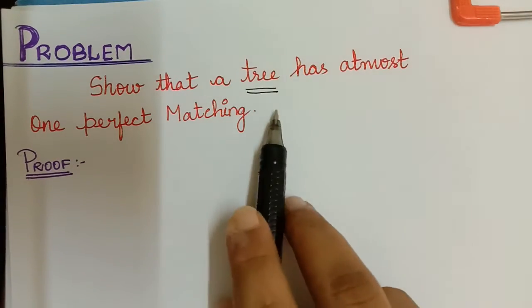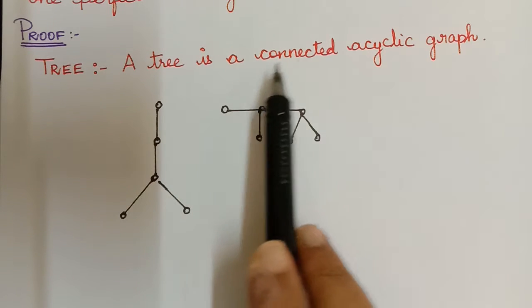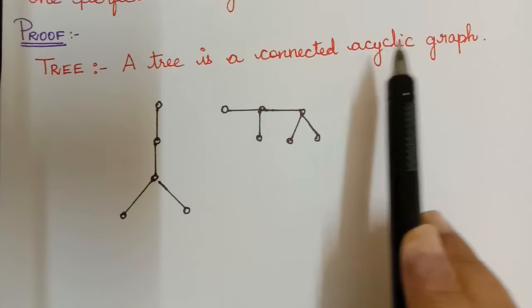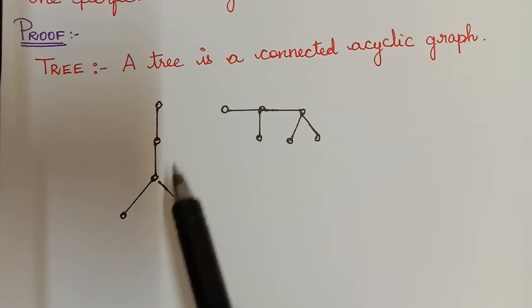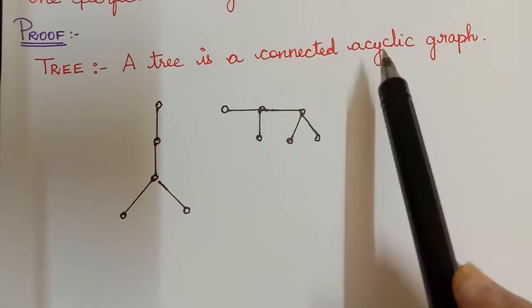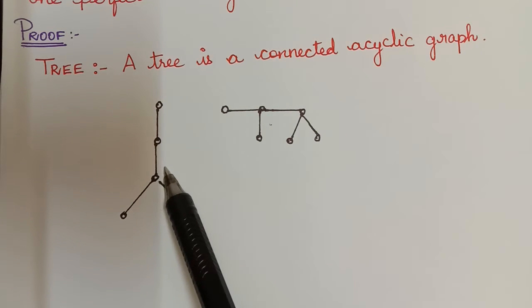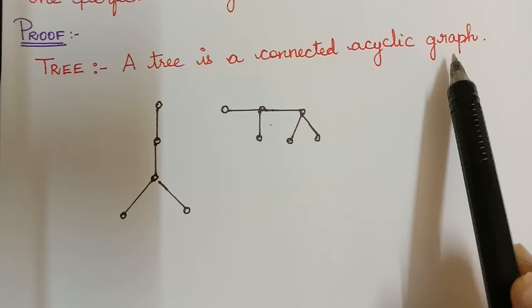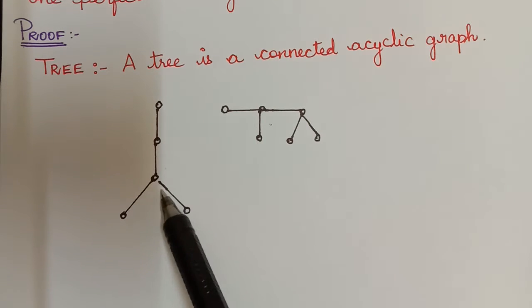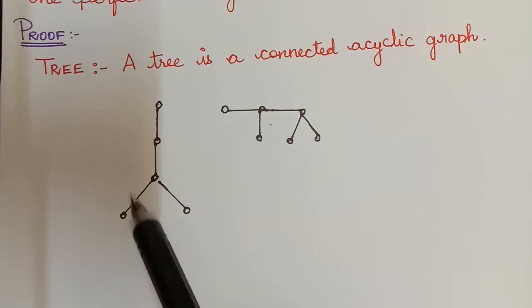So let us see the definition of a tree now. A tree is a connected acyclic graph. If this is an example of a tree, we see here that there are no cycles in this graph. Acyclic means there will be no cycle. It is a connected acyclic graph, that is, it cannot have more than one component. So there will be a path between any two vertices that you choose in a tree.